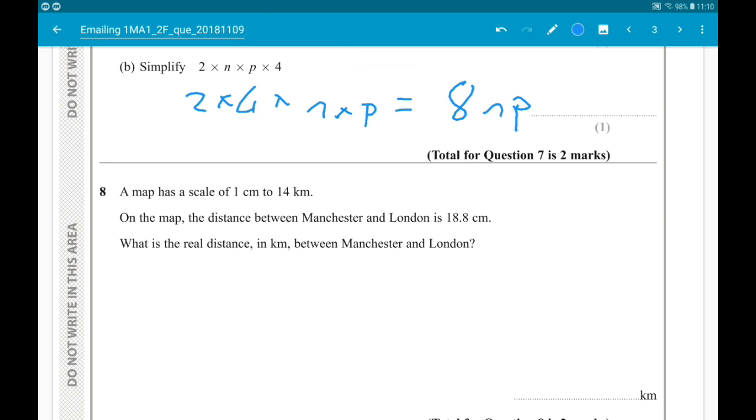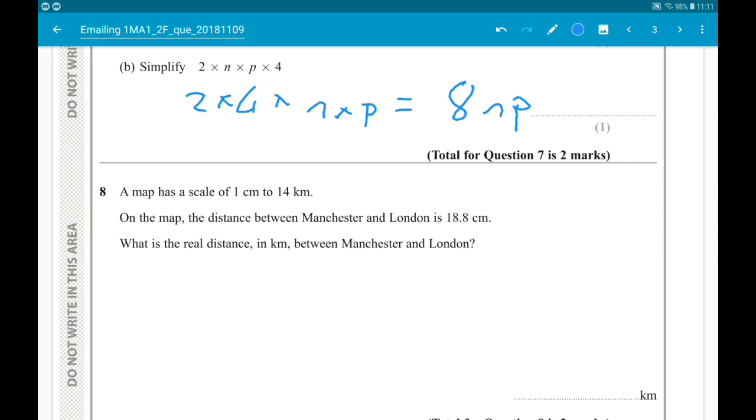Okay, then number 8. We are told a map has a scale of 1 centimetre to 14 kilometres. On the map, the distance between Manchester and London is 18.8 centimetres. What is the real distance in kilometres between Manchester and London?